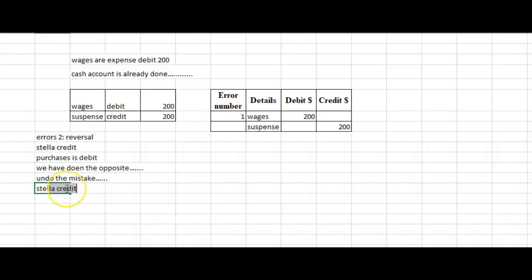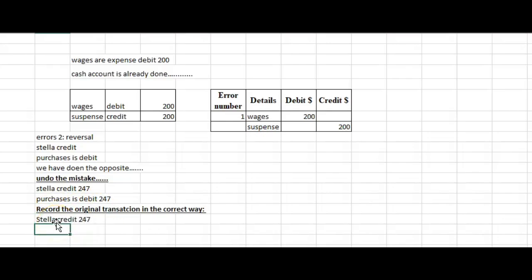To correct a reversal error, we must first undo the incorrect entry. We do this by crediting Stella's account and debiting the purchases account with $247. The correction does not stop there. We now need to record the original transaction in the correct way, which is to credit Stella's account with $247 and debit the purchases account with $247.